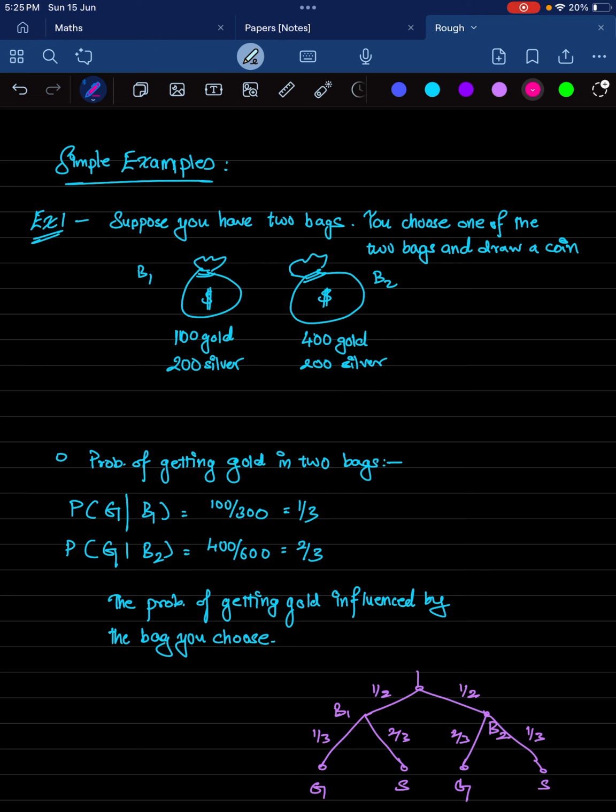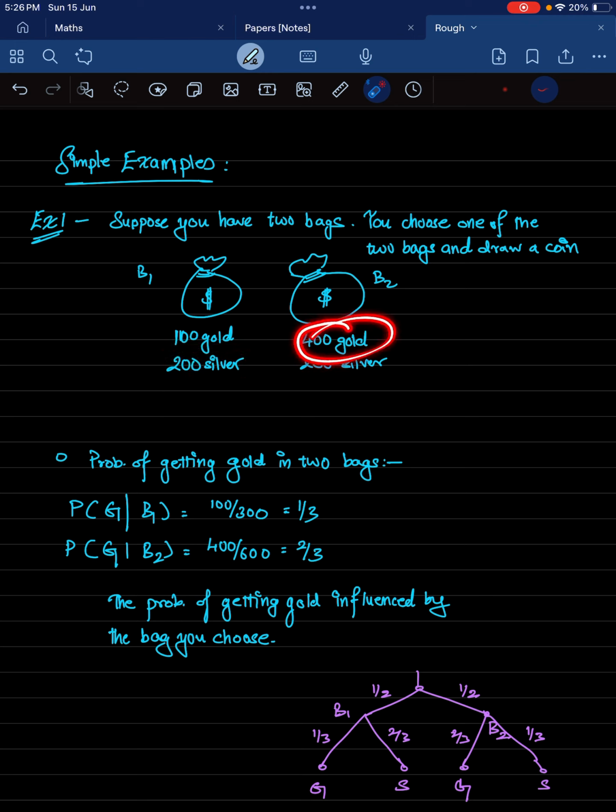Now in this example, suppose you have two bags, you have to choose one of them and pick out a coin. The first bag contains 100 gold coins and 200 silver coins. The second one contains 400 gold and 200 silver coins. Now you will choose one of them and you are equally likely to choose one of them. But the point is you have to pick out exactly one coin from whatever bag you choose.